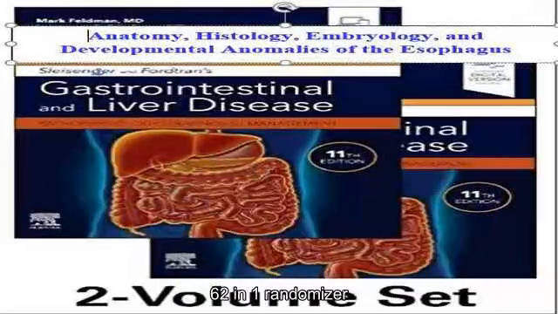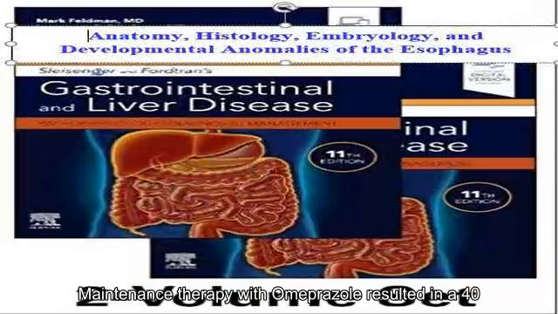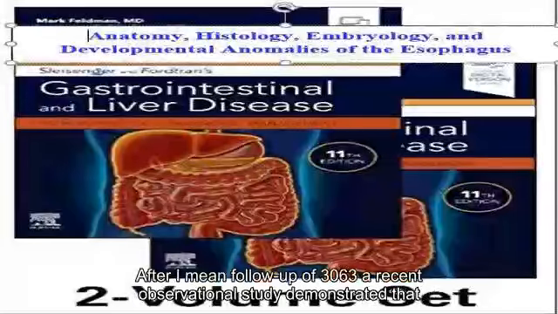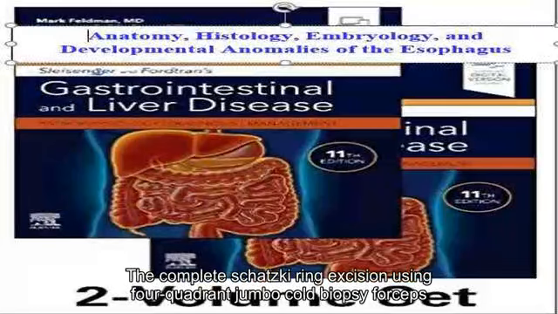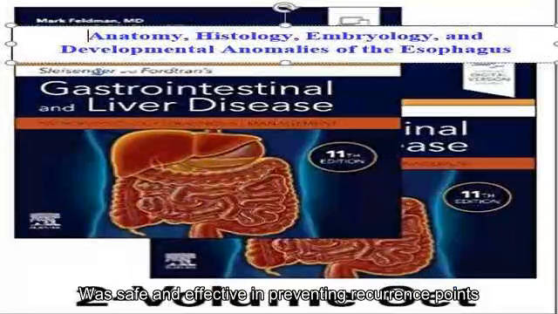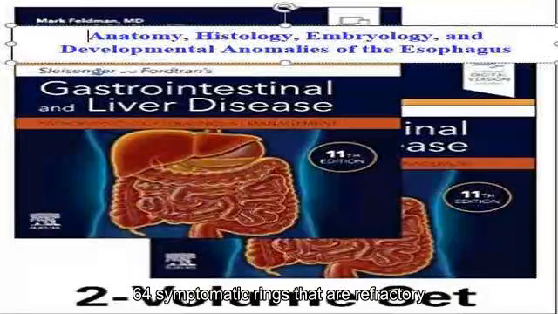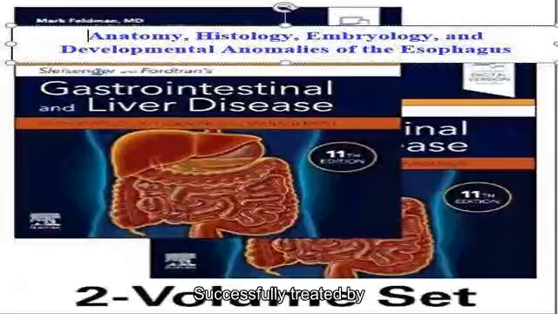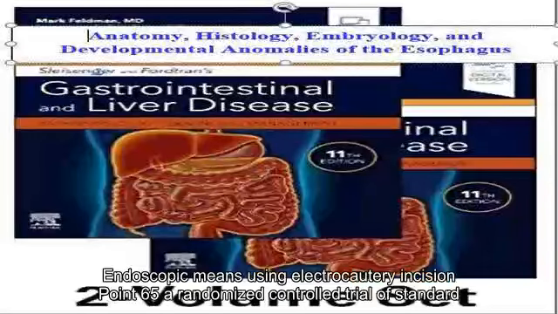In one randomized placebo-controlled study of 44 patients with symptomatic Schatzky rings, maintenance therapy with omeprazole resulted in a 40% reduction in the need for redilation after a mean follow-up of 35 months. A recent observational study demonstrated that complete Schatzky ring excision using 4-quadrant jumbo cold biopsy forceps was safe and effective in preventing recurrence.